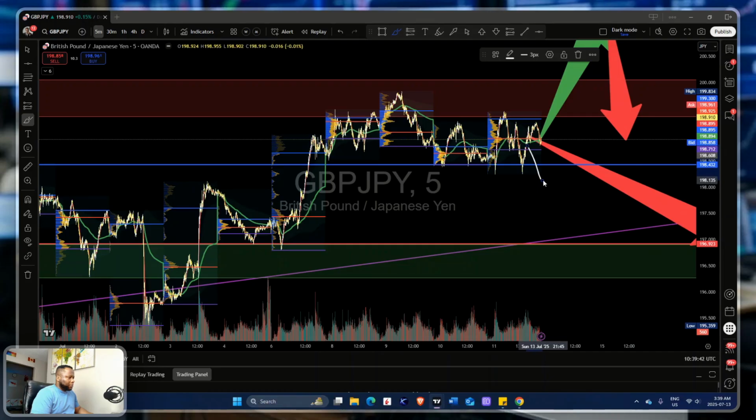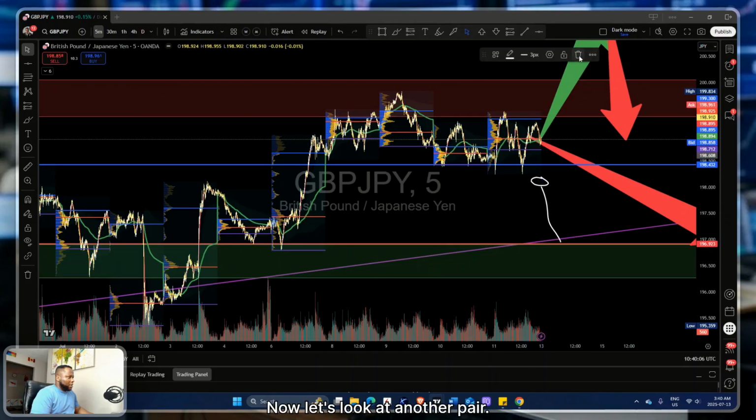zone here, expect price to push all the way down to this zone at 196.97, give or take, for take profits. All right. That is it for the Pound JPY.